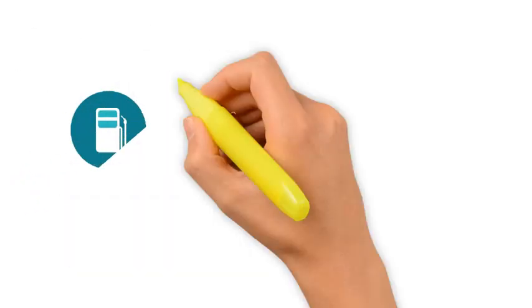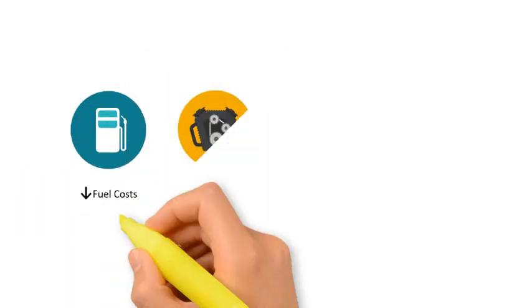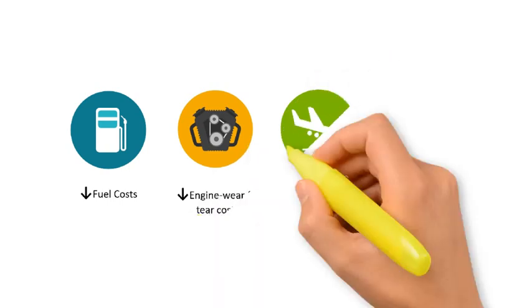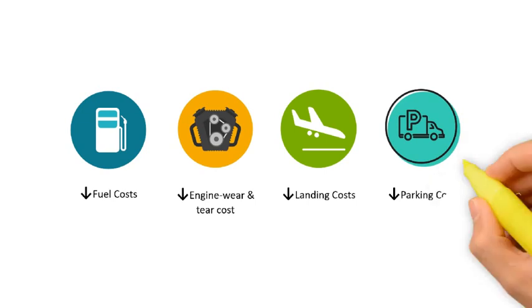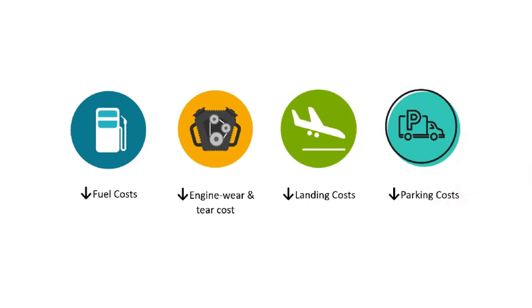Why is it important not to have a circuitous route and to minimize stopping and restarting? The obvious reason would be reducing fuel costs. The less obvious reasons would be that it reduces engine wear and tear, plus landing costs and parking costs.